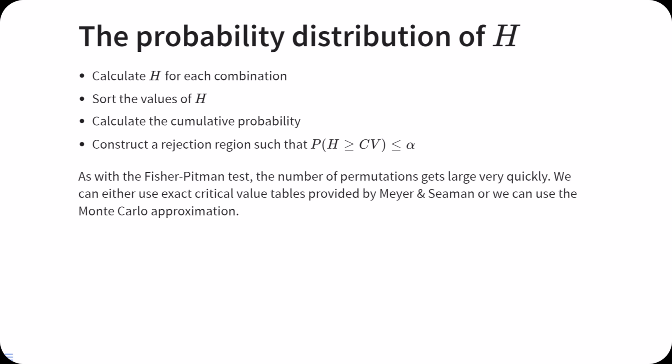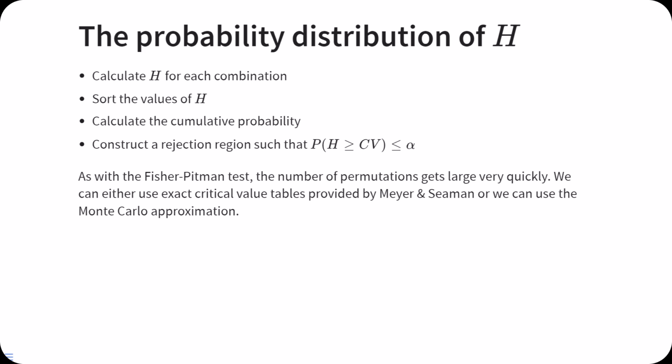That makes it easier than looking at original scores because we only would have to calculate such things as critical values one time, and that would work for any study that uses the same sample sizes. We sort the values of H for all of our combinations, calculate the cumulative probability, and construct a rejection region such that the probability that H is greater than or equal to the critical value is less than or equal to alpha. This ensures, as do all the randomization tests, that we maintain our type 1 error rate at something less than or equal to alpha, our nominal type 1 error rate that we chose as our tolerance for errors.